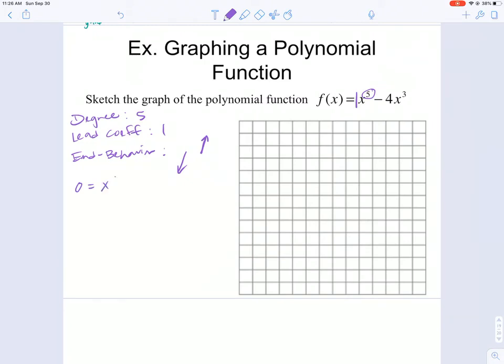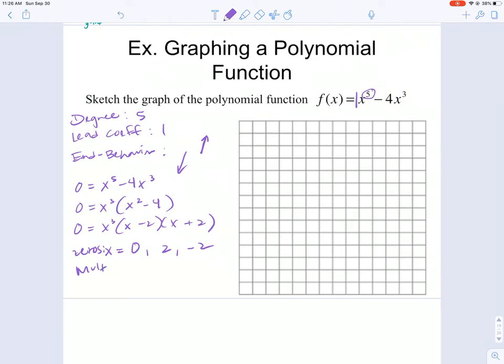Setting f of x equal to 0. Factor out the GCF of x cubed. Then that's a difference of 2 squares. Okay, so we can see that the roots for this equation are 0, 2, and -2, which will correspond to being the real zeros. All right, 0 has a multiplicity of 3, which will make the graph kind of interesting. 2 has a multiplicity of 1, -2 has a multiplicity of 1. So listing my x-intercepts, 0, 0 is again also a y-intercept.